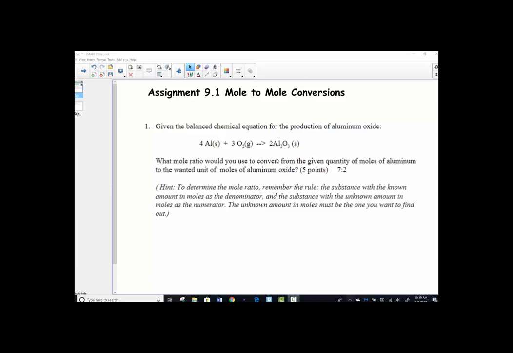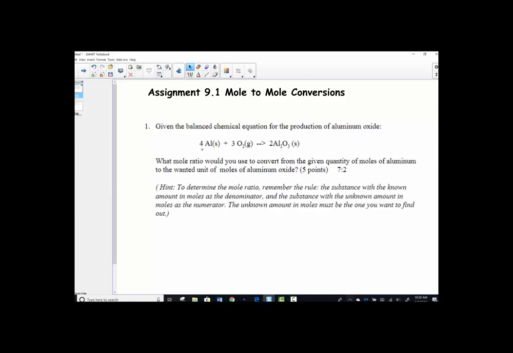The fundamental of stoichiometry is the mole-to-mole conversion, and I want to just make sure we have our lessons solidified before we move on. Let's read the first question together from this assignment. It says, given the balanced chemical equation for the production of aluminum oxide, and they give us that equation, it's worth reading together. I want to read this in terms of the stoichiometry.